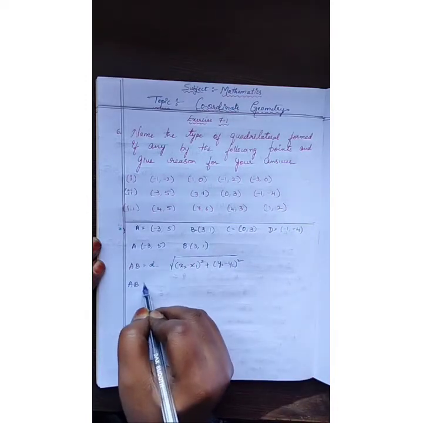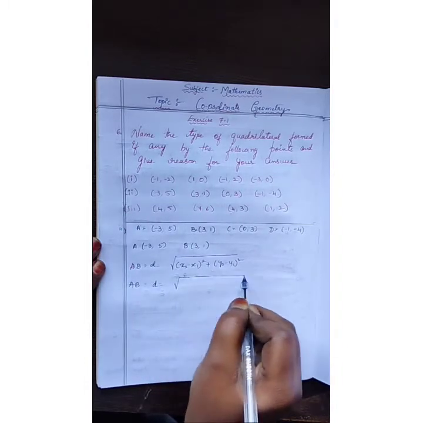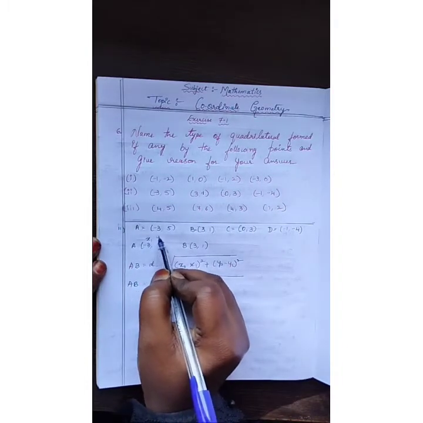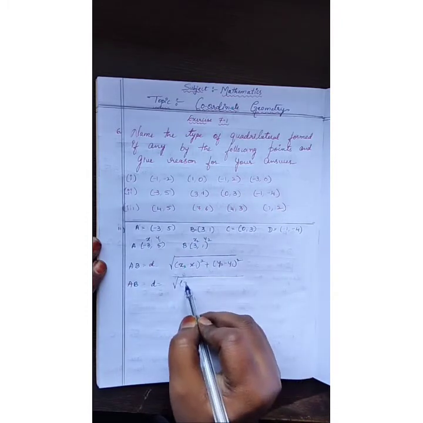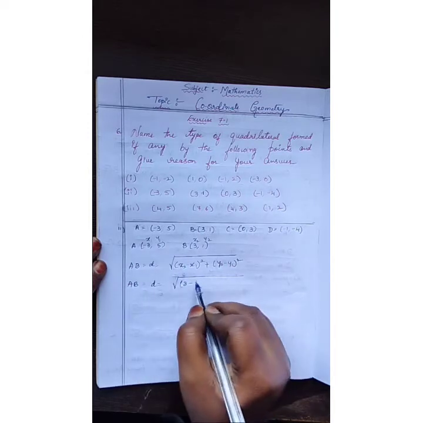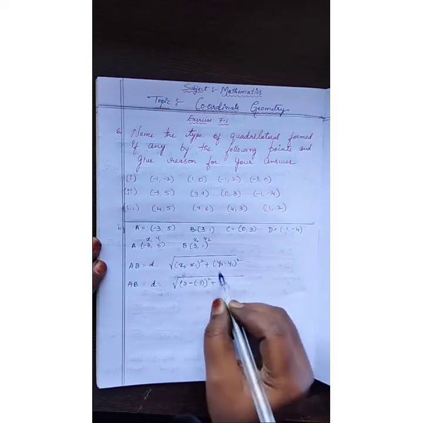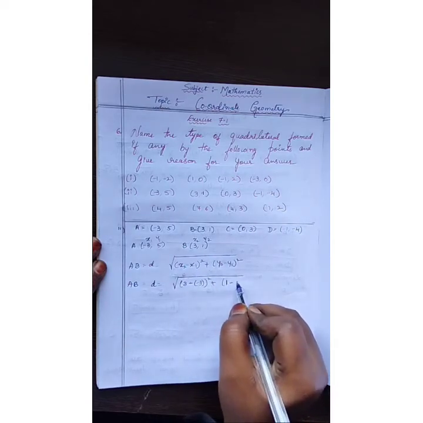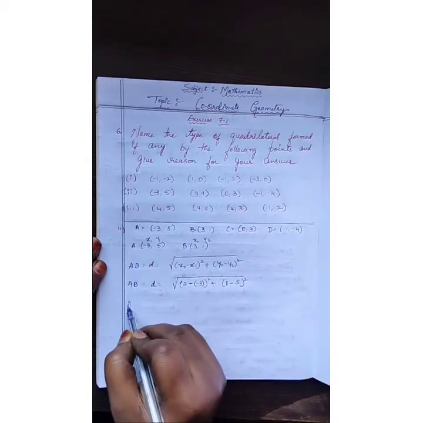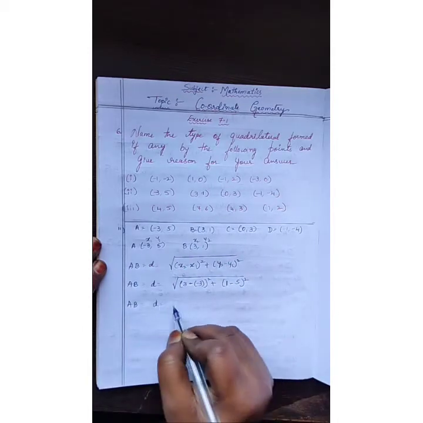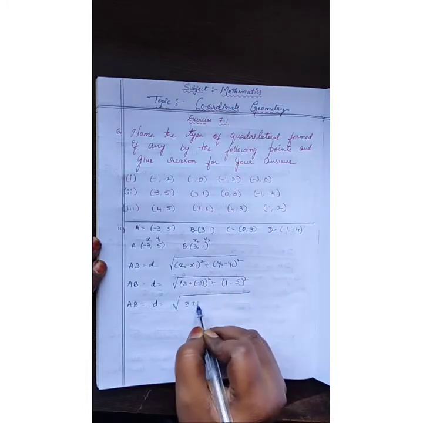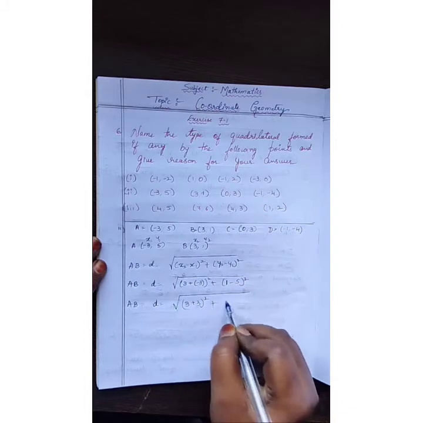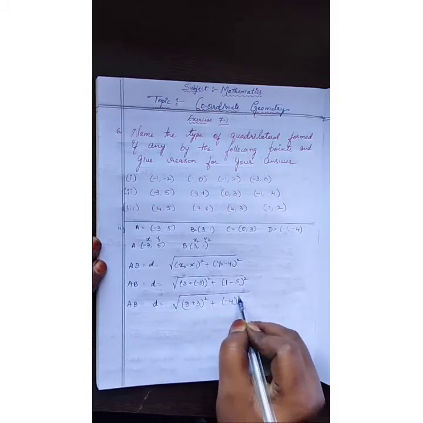Then AB equal to d equal to, substitute these values here. Consider this as x1, y1 and this as x2, y2. x2 value is 3, x1 value is minus 3. This minus is related to the formula, whole square, and y2 value is how much? 1. y1 value is 5, whole square. AB equal to root of 3, you write as it is, minus into minus you will get plus, 3 again whole square. 1 minus 5 you will get minus 4 whole square.